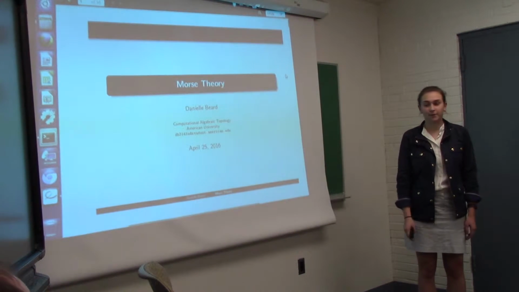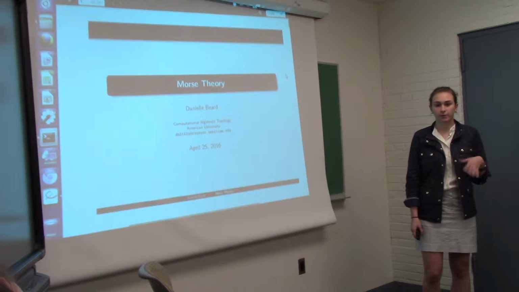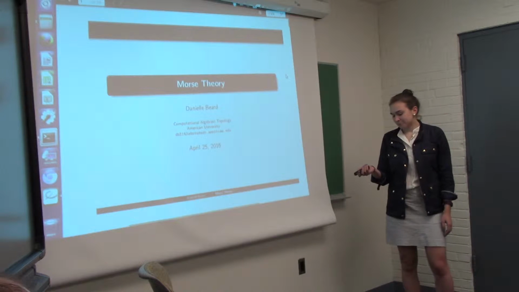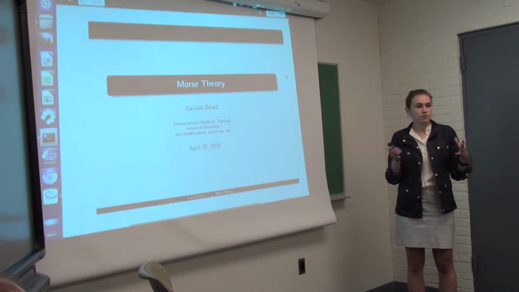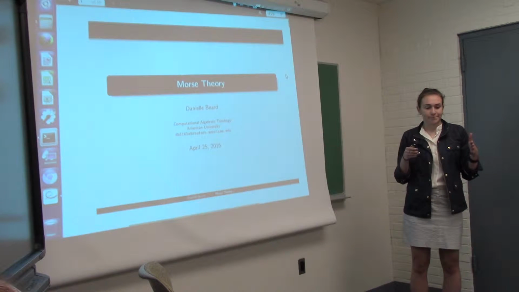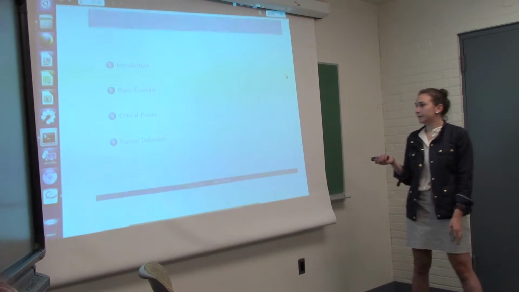I'm Danielle. I'm looking at Morse theory. So similar to Tom, I'm not looking at a specific paper, but more just the theory. What I'll be looking at is a lot more images and different figures, and seeing how they kind of morph from one to the other. So a lot of homotopy equivalent shapes and how they kind of convert.